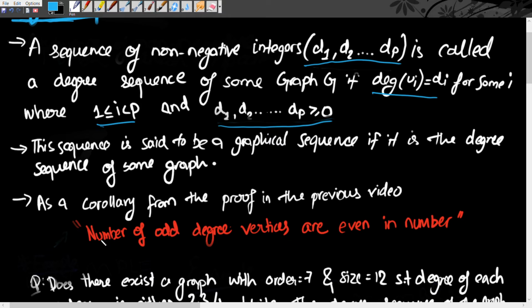Alright, so the corollary states that the number of odd degree vertices is even. So in a degree sequence, any odd degree will always occur an even number of times. So there can't be an odd number of times where an odd degree occurs.